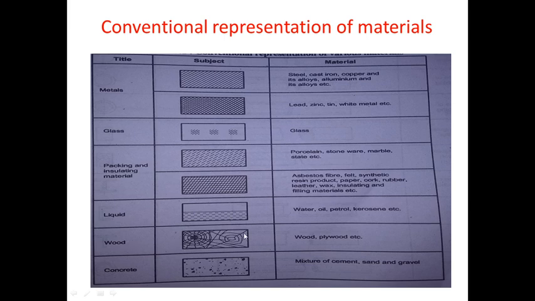Similarly, for wood, we have the symbol here. This symbol will represent the conventional representation of wood and plywood. And last, the material is concrete. For representing concrete, that is a mixture of cement, sand, and gravel, we use this symbol. In this, you can see there is a rectangle having a number of dots, and these larger dots are nothing but the gravel. So basically, in order to represent different types of materials, which can be steel, lead, glass, wood, or a mixture of cement, we have a different symbol for each of them. And these diagrams are nothing but the conventional representation for the different materials.